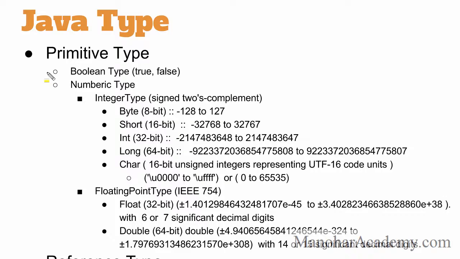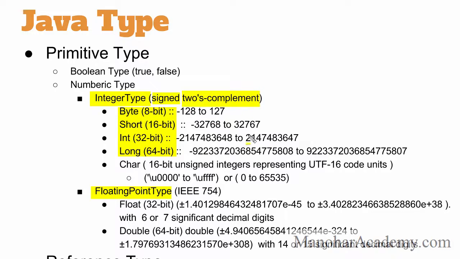Primitive types are classified into two categories. One is Boolean type, next one is numeric type. Boolean type is always true or false, nothing else can be there. And numeric type is further divided into integer type and floating point type. Integer types, byte, short, int and long, these are signed numbers, meaning we have negative as well as positive numbers, and they are stored using 2's complement.